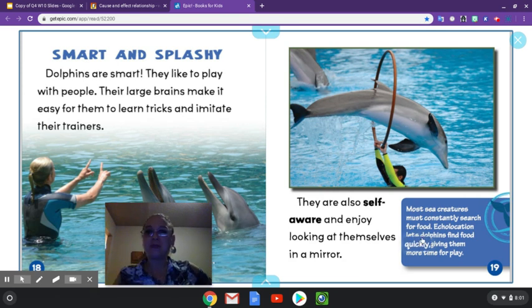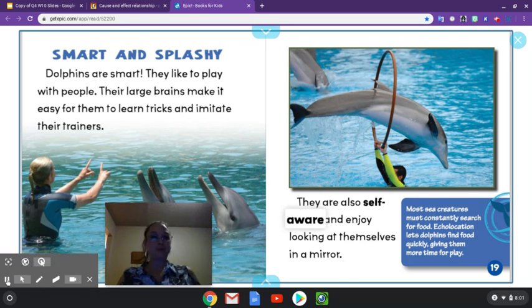Most sea creatures must constantly search for food. Echolocation lets dolphins find food quickly, giving them more time to play.